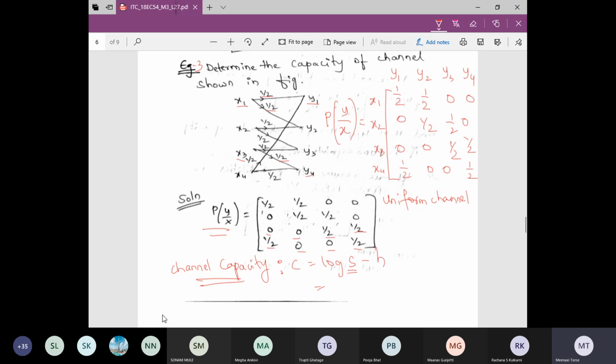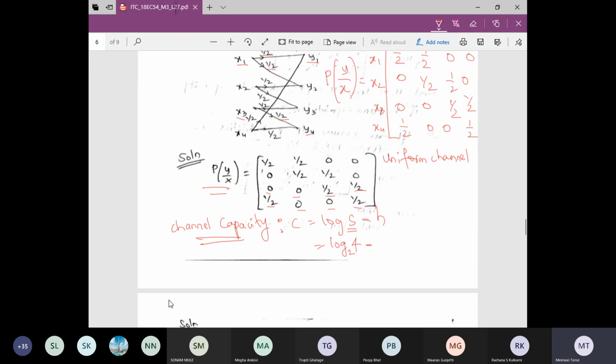S represents the number of output symbols. So we have 4 output symbols. So log 4 to the base 2 minus H. So how do we compute H? Summation j equals 1 to S, P subscript j log of 1 by P subscript j. So the uniform channel has 4 elements, 2 zeros, 2 1 by 2 terms. So 0 into anything will give us 0, so you can discard these two.